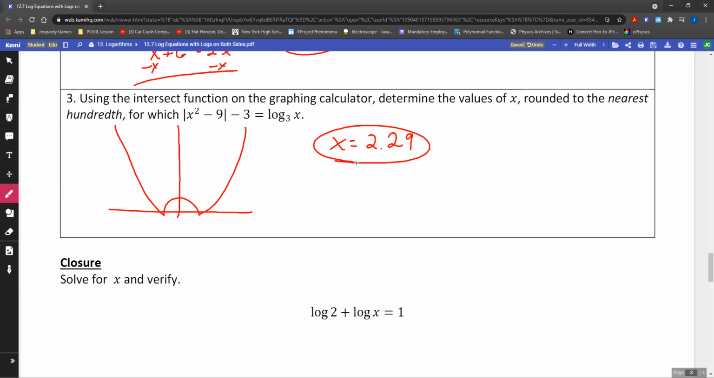So a lot of this work is very similar to what we did with the exponents, except now we're just kind of combining the log terms and then doing what we did.